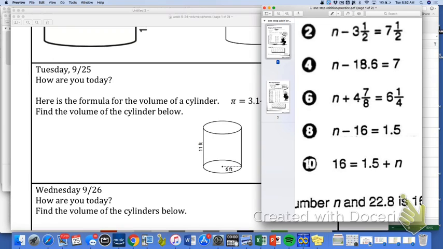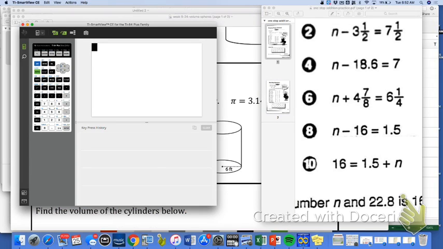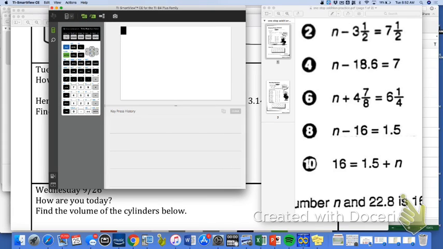So grab your graphing calculator. We're going to do number 6 together. Are we filling out papers? Yeah, so you're literally going to do it on your paper. Yep. We're going to do number 6 together.